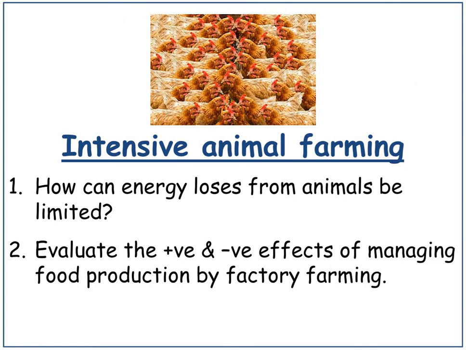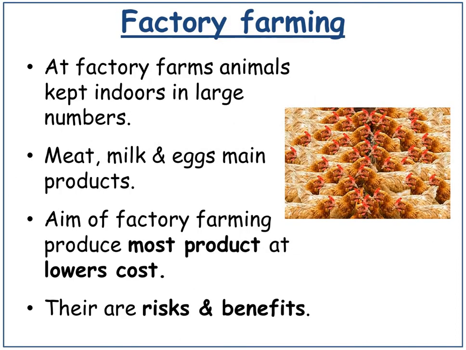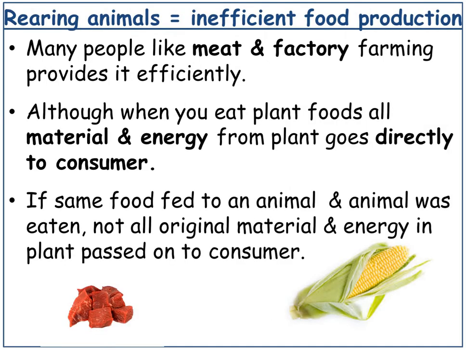Intensive animal farming. How can energy losses from animals be limited? Evaluate the positive and negative effects of managing food production by factory farming. Factory farming. At factory farms, animals are kept indoors in large numbers. Meat, milk and eggs are usually the main products. The aim of factory farming is to produce the most product at the lowest cost, but there are risks and benefits.